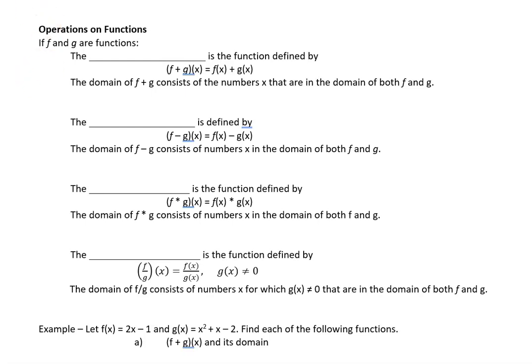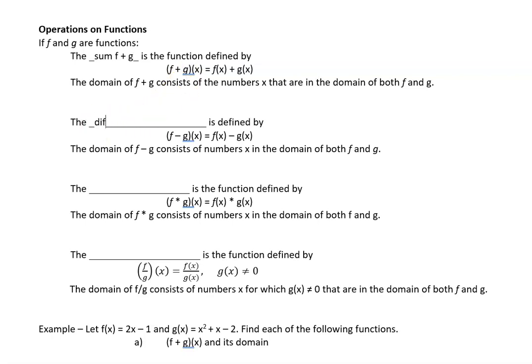So if f and g are functions, the sum f plus g is the function defined by (f plus g)(x) is equal to f(x) plus g(x). And the domain of f plus g consists of the numbers that are in the domain of both f and g. So we're looking for the intersection of the domains of f and g.